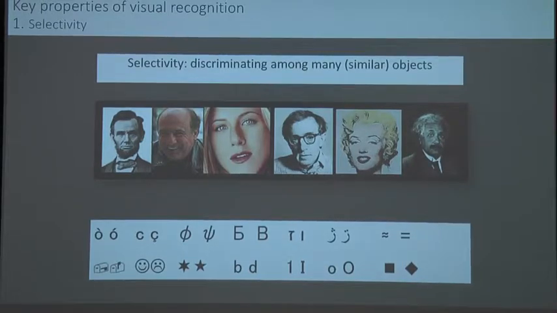The first one is selectivity, our ability to discriminate images that are very similar and being able to tell them apart. One example of that is face identification. Faces are relatively similar in terms of pixels, and yet we can tell them apart very well. Another example is our ability to recognize symbols, which was probably fundamental to the beginning of language.